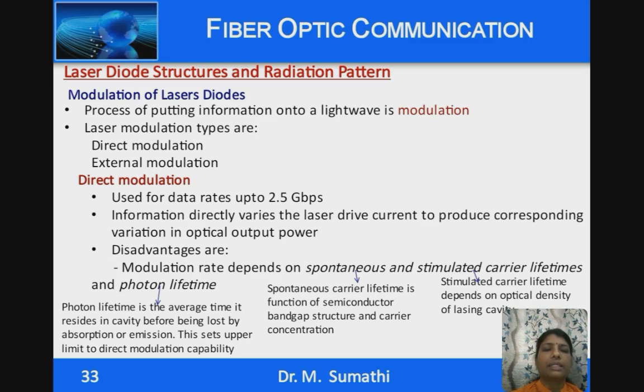Here the information directly varies the current that is driven, and therefore this results in a variation in the output optical power. But the disadvantage of direct modulation is that the modulation rate depends on the spontaneous and stimulated carrier lifetime and the photon lifetime. The spontaneous carrier lifetime is a function of the semiconductor band gap structure and also the carrier concentration, whereas the stimulated carrier lifetime depends on the optical density of the cavity. And the photon lifetime, that is the period for which the photon exists before it is lost by absorption or emission, sets the upper limit to the direct modulation capability.